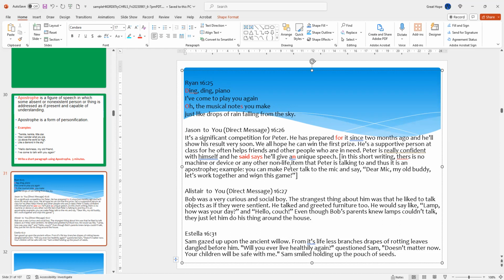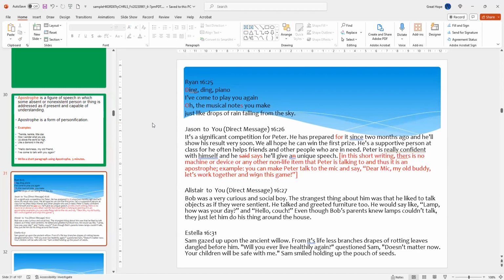All right, so that's why this sort of example, if we do some change, but otherwise, so to pay attention to this. All right, so now let's take a look at the next one. So Bob was very curious and sociable. All right, so trust me.